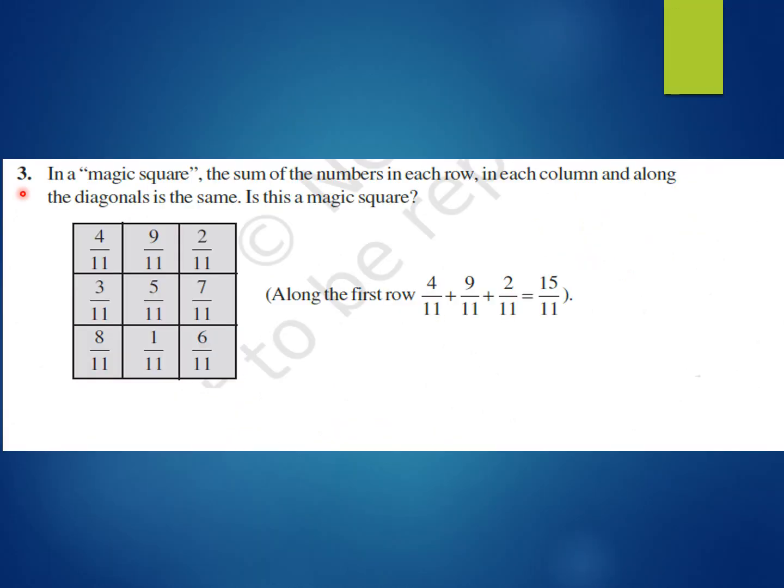Now, question number 3. You can try this on your own. Still, I am giving you a hint. It is saying in a magic square, the sum of numbers in each row.